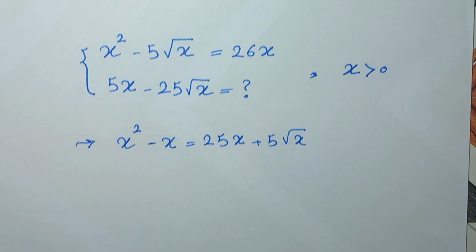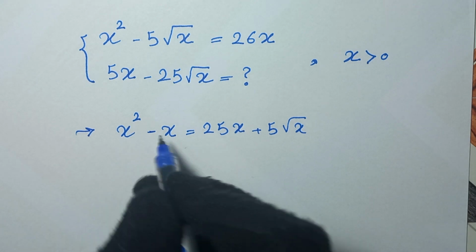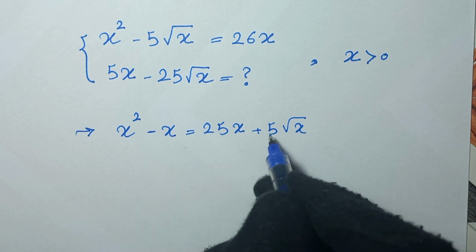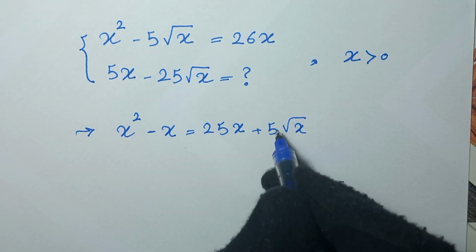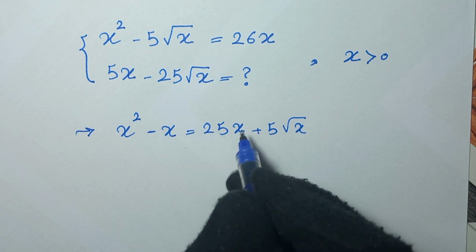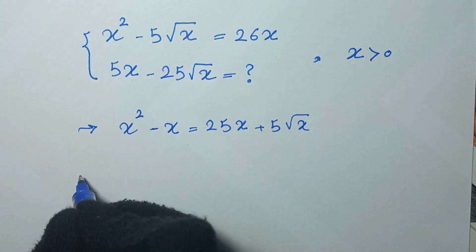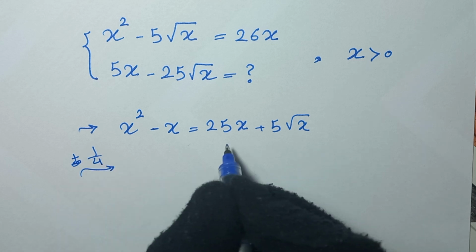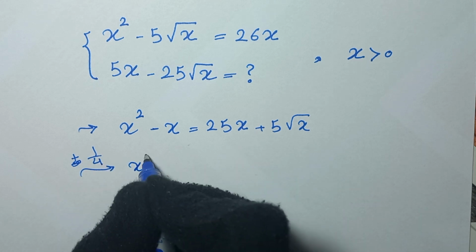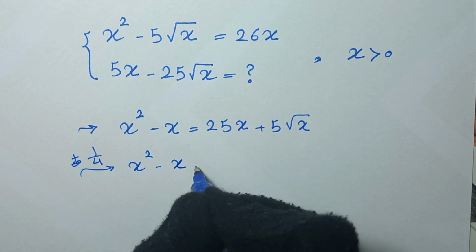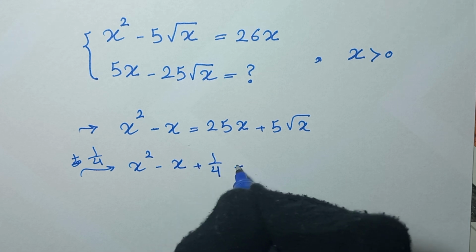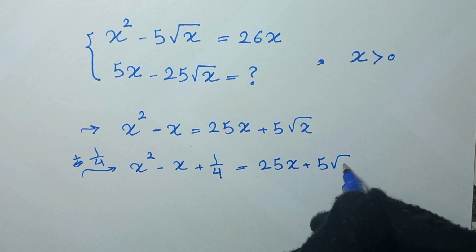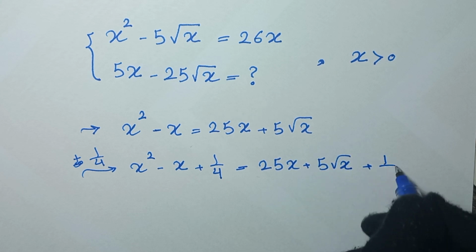In the next step, if we add 1 over 4 to this side and also to this side, both sides of this equation can be written in the form of a perfect square. So we add 1 over 4 to both sides of this equation, and it will be x squared minus x plus 1 over 4 is equal to 25x plus 5 square root of x plus 1 over 4.